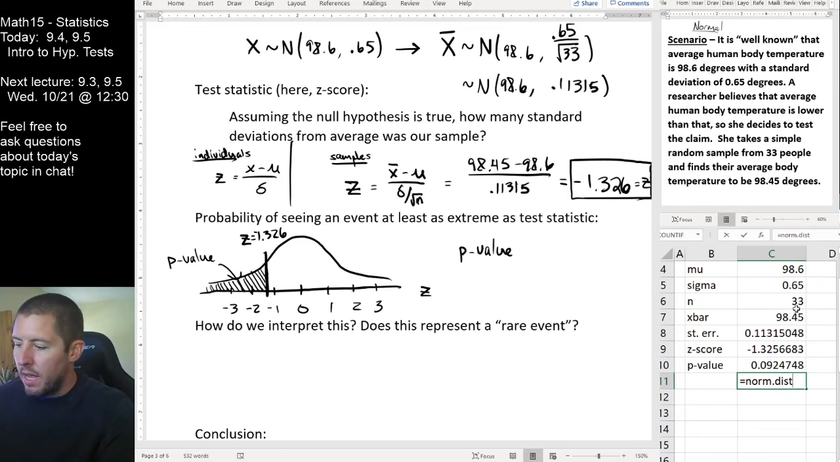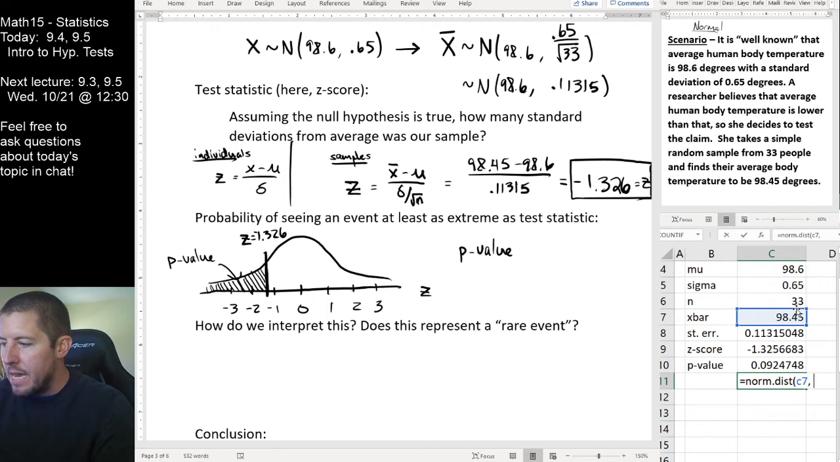So back over to Excel here, NORM.DIST. It wants from me my x value. That's my sample item right there. So that's my 98.45. Oh wait, I don't need to be typing in any of these. That's my C7. That's my 98.45.